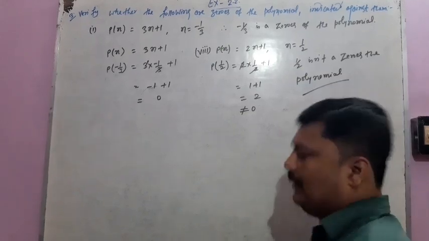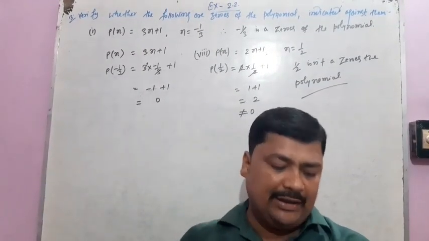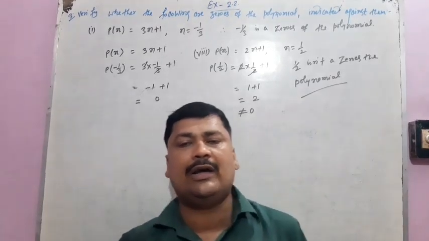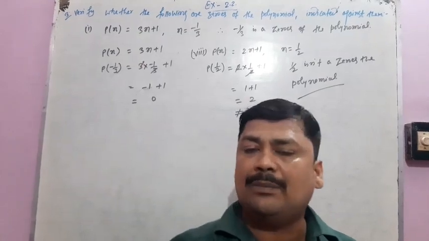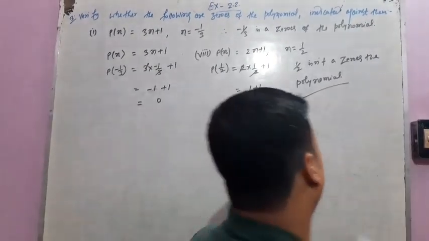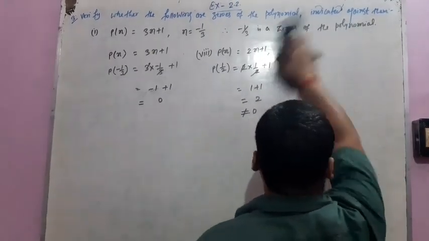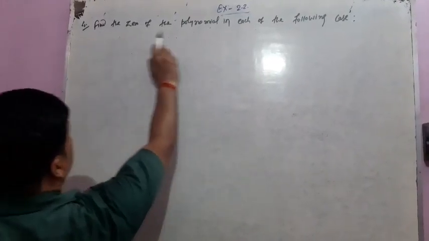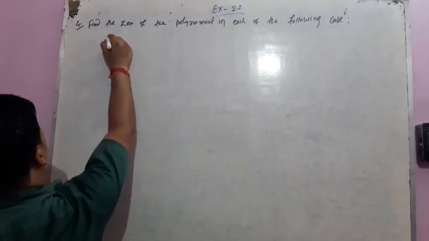Okay. And now on to the next question: find the zero of the polynomial in each of the following cases. As I have taught you earlier, for finding the zeros of any polynomial, we have to compare the particular polynomial with 0. So now we will look at question number 4, how we will find the zeros of any polynomial. Look at the first example here.